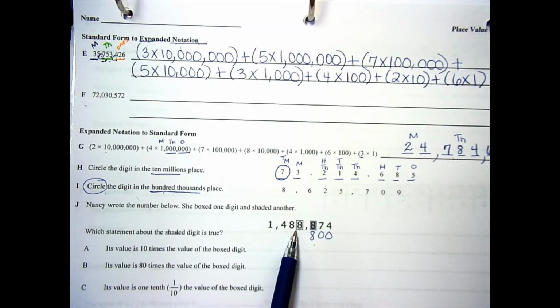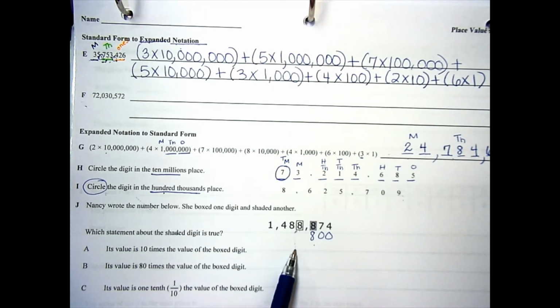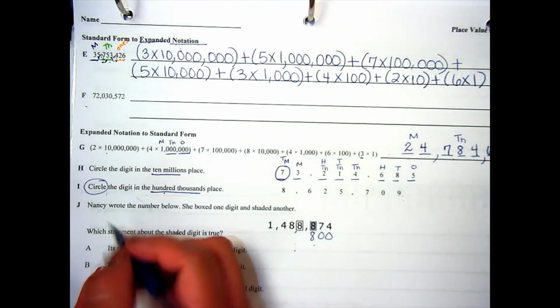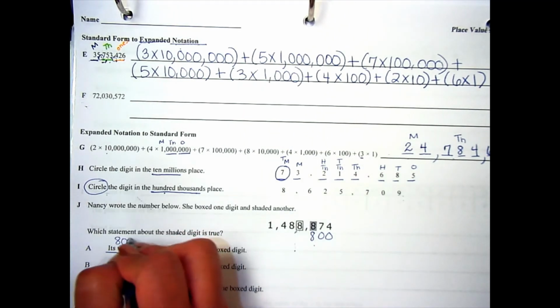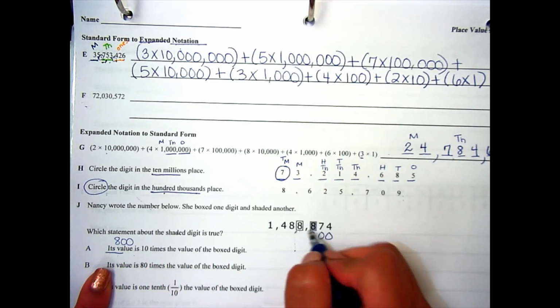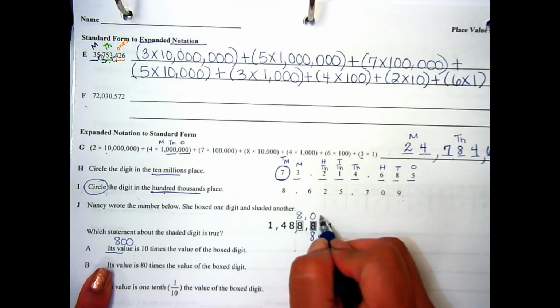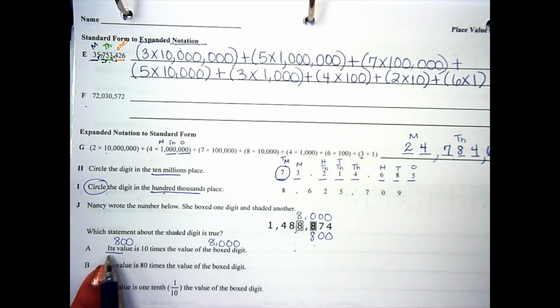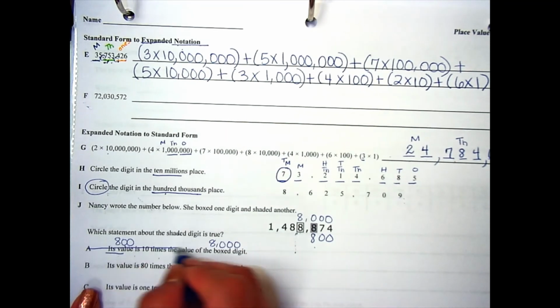What's the number right here? 8,000, right? The number is 8,000. The value is 8,000. So it says its value, meaning the 800. So I'm going to put right here, its value means the 800. 800 is 10 times the value of the box digit. And we already said that the box digit is 8,000, right? So I'm going to put 8,000 up there. So it's saying that 800 is 10 times greater than 8,000. Well, we know that 800 is less, so this one is not true.